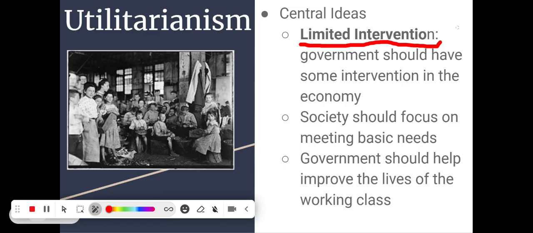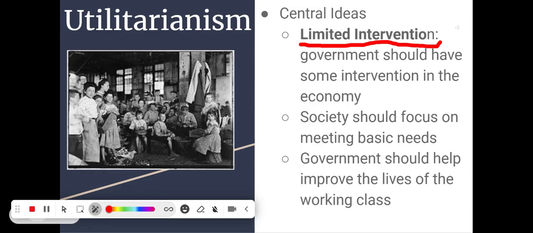The utilitarians say that the government should focus on meeting the basic needs of everyone. So there should be basic incomes, there should be basic health care, there should be basic living situations. The government's job is to make sure that its citizens are taken care of. And what the utilitarians really disagree with the free market people on is that they're saying that the government needs to be involved to help improve the lives of the working class. So the government needs to provide things like orphanages or low-cost housing or groceries or welfare.